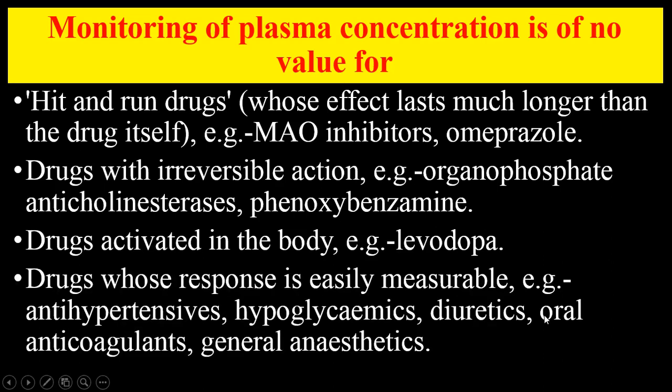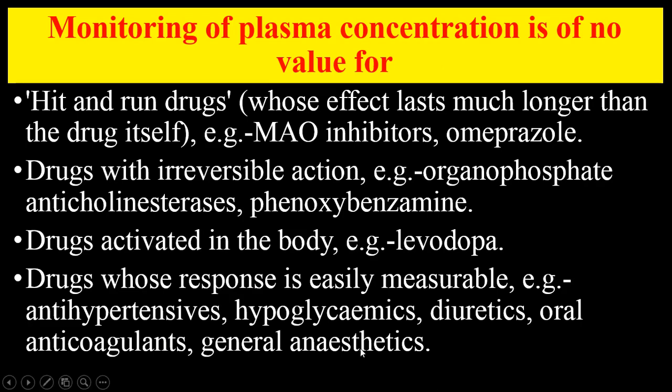And besides, there are drugs, just like antihypertensives, whose effect can be easily measured. You take the blood pressure cuff and measure the blood pressure instead of looking at its plasma level, which is a quite hectic procedure. Same thing happens with hypoglycemic drugs, diuretic drugs, and oral anticoagulants, for which you measure how much the patient is bleeding. There are some lab tests, just like for warfarin you measure the prothrombin time or PT. So for these kinds of drugs also it is not good.